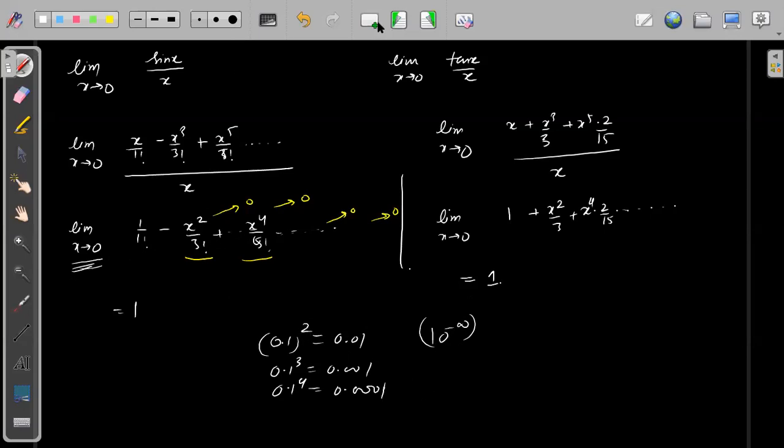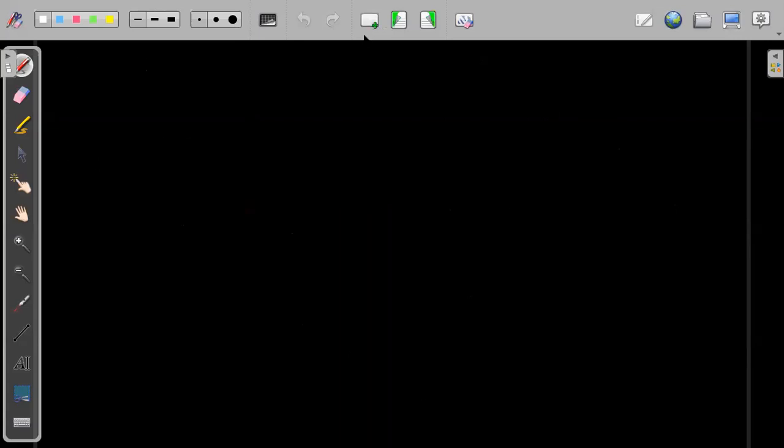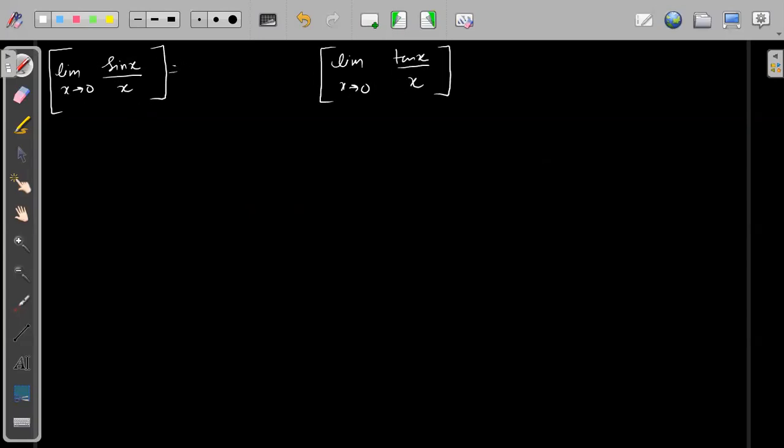Okay. Now, one question is, suppose you have limit of x tending to 0, greatest integer of sin x upon x, and you have limit of x tending to 0, greatest integer of tan x upon x. Suppose this is L1 and this is L2. Tell me what will be the value of L1 and what will be the value of L2.